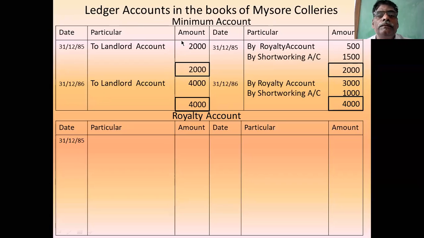Slide is visible or not? Minimum rent account and royalty account slide is visible to you all or not? Anyone please answer. Visible, sir. Yes, sir.